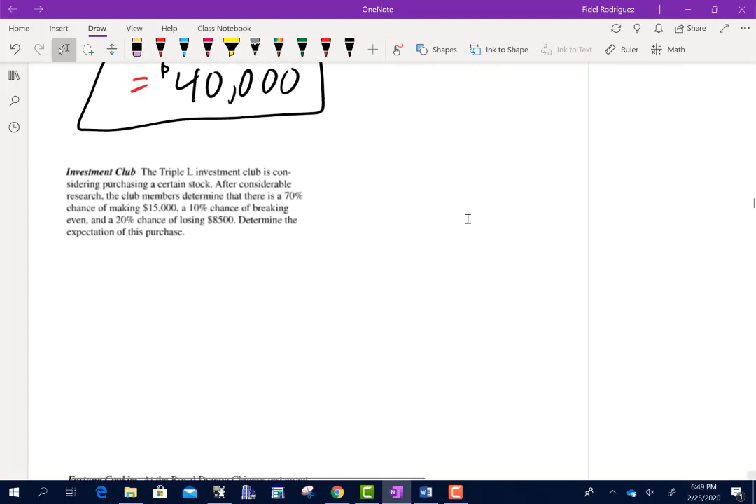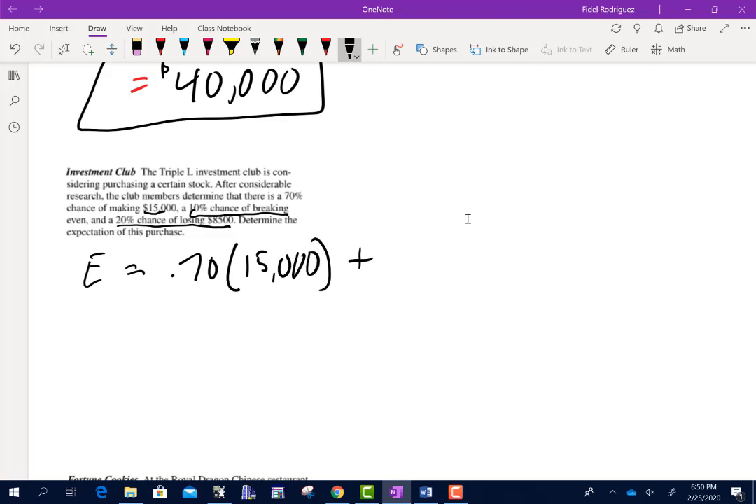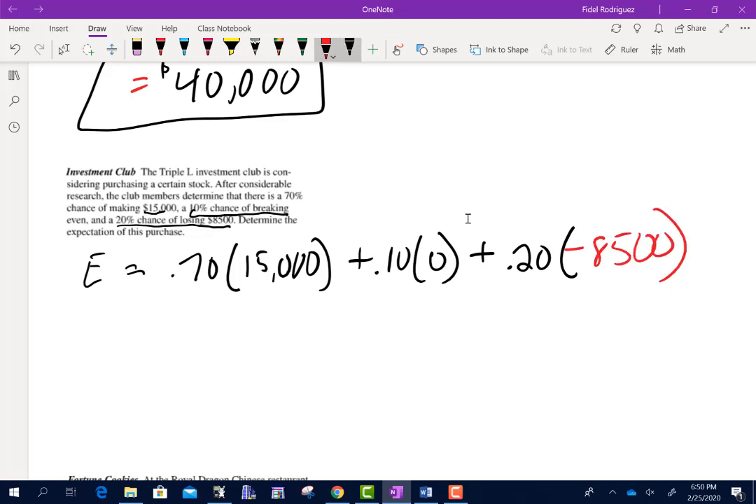All right, Investment Club. The Triple L Investment Club is considering purchasing a certain stock. After considerable research, the club members determined that there is a 70% chance of making $15,000, a 10% chance of breaking even, and a 20% chance of losing $8,500. Determine the expectation. Okay, this is similar to the one we did earlier. So 0.70 times 15,000, plus 0.10 for breaking even, which is 0, plus 0.20 for losing 8,500. Remember, if it's a loss, it's a negative 8,500.